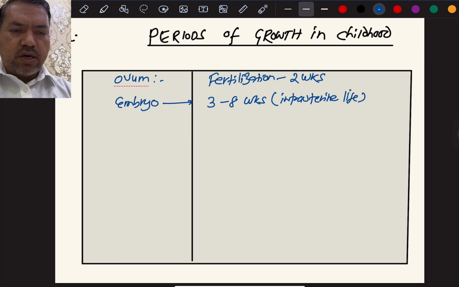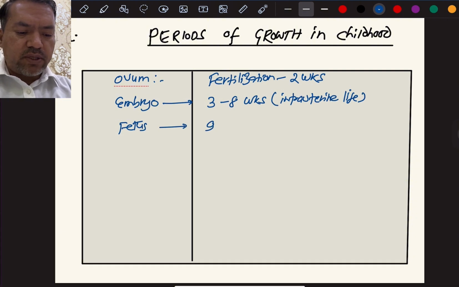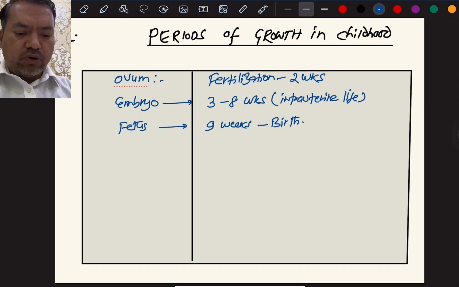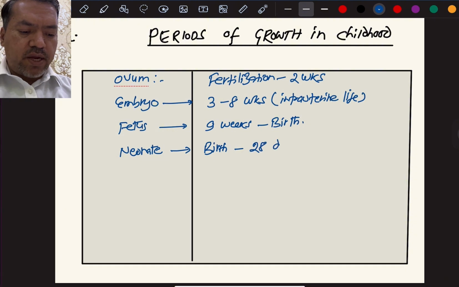After embryo they will ask you what is fetus. Fetus or fetal period is from 9 weeks up to birth. 9 weeks up to birth is called fetal period. And now the baby is born. After the baby is born, it is neonate or the newborn, that is from birth up to 28 days of life.